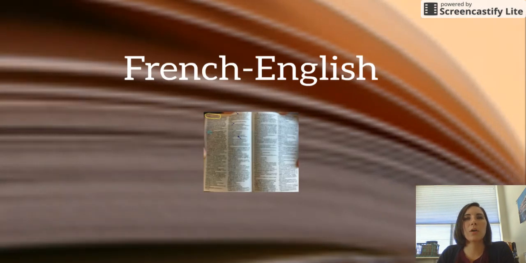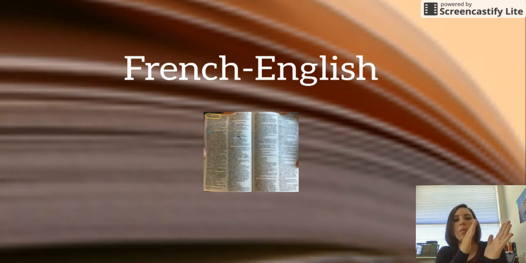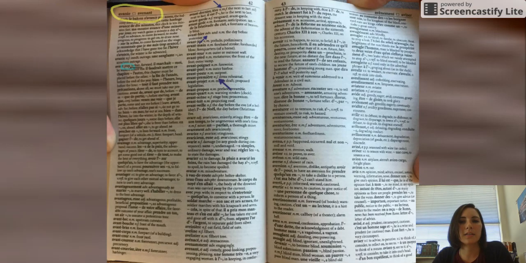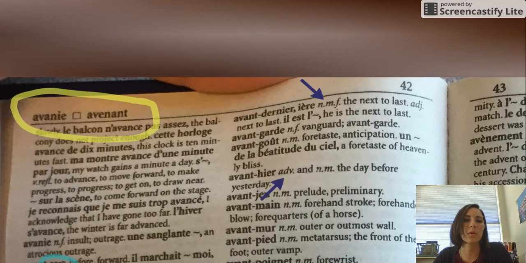So next we're going to go from French to English. If you have a word in French and you want to get the English definition, you flip to the other side of the dictionary. You know that the side you're on is French to English by looking up in that corner and seeing French words. Avani and avanon are not words that are in English, so you're on the French to English side.